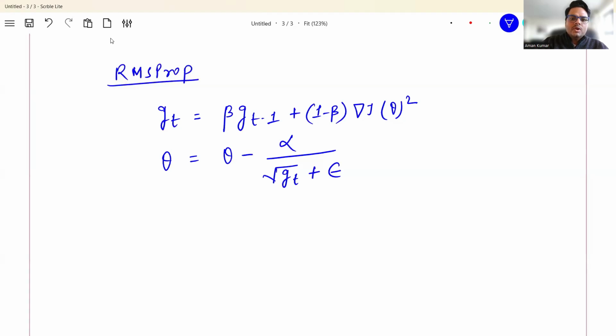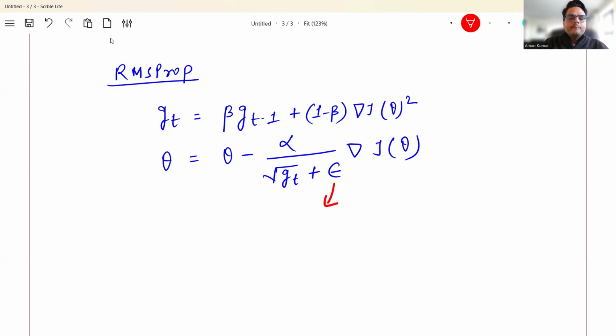I forgot to explain why epsilon is added here. Basically, it's very simple to understand. Here we are trying to divide alpha by something, and suppose this GT becomes close to 0 or 0, then a zero division error will come. So epsilon is a very small number put in the denominator just to save us from that situation. A small positive number to save you from zero division error. Whatever we learned in the previous one, the same thing will come here.